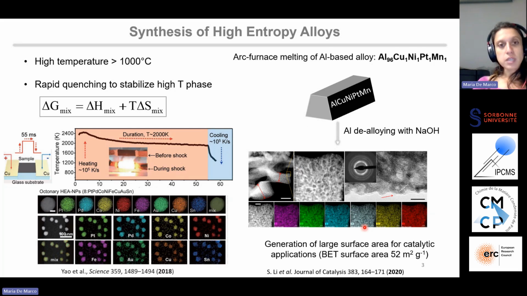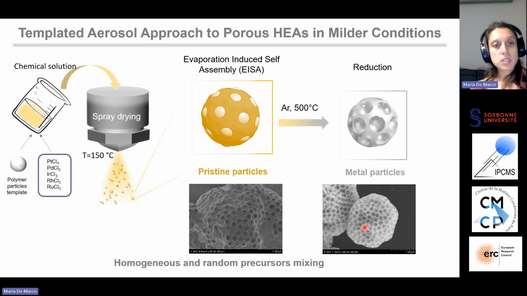In this work, we actually developed a new strategy, which is inspired by the templated sol-gel synthesis of porous oxides, and in which basically we start from an aqueous solution containing a dispersion of polymer particles, which we call our latex template, combined with our molecular precursor. In this work, we chose to work with the noble metals from the platinum group. So here you can see that we started from noble metal chlorides.